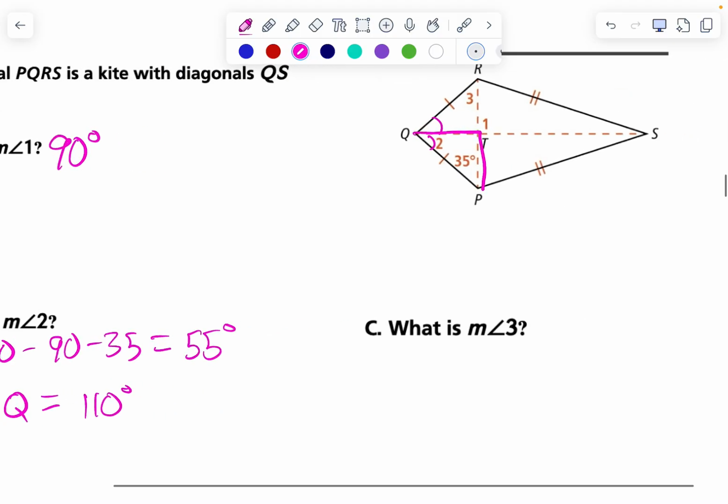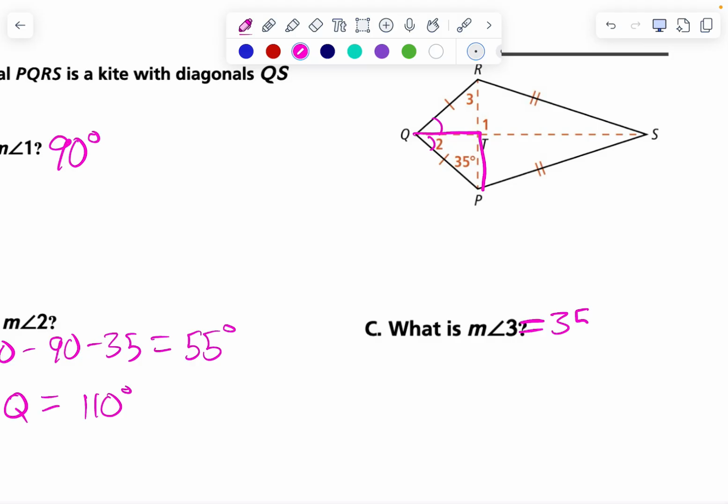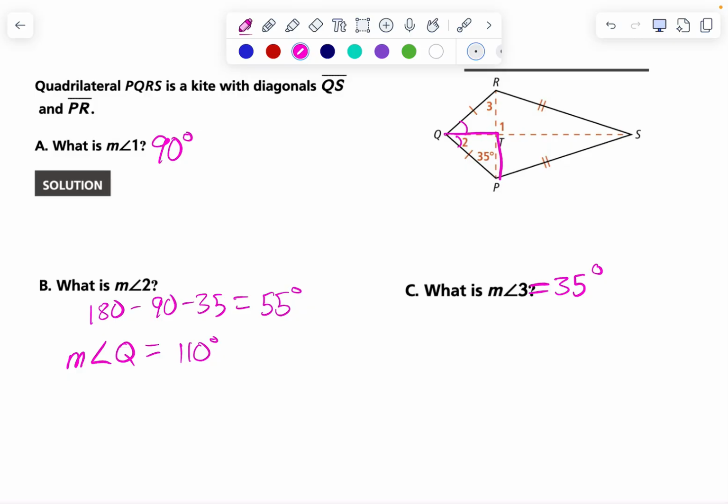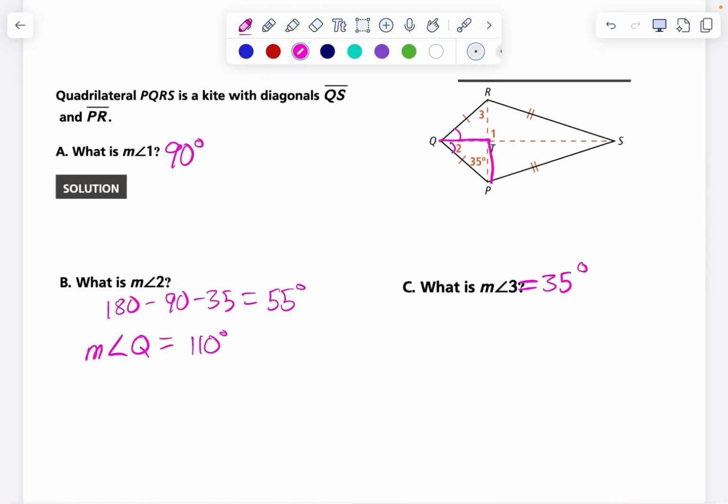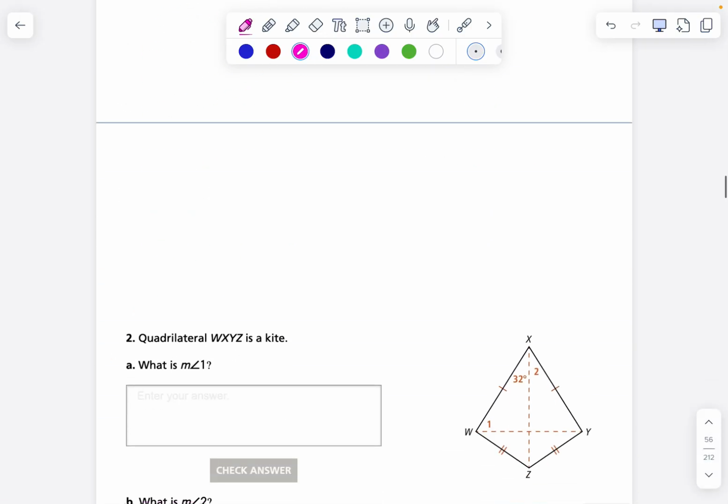All right, number 3, what is the measure of it? Oh, 35. Okay. 35. Good. So keep in mind, because there are triangles in here, the 180 degrees in a triangle still applies for sure.